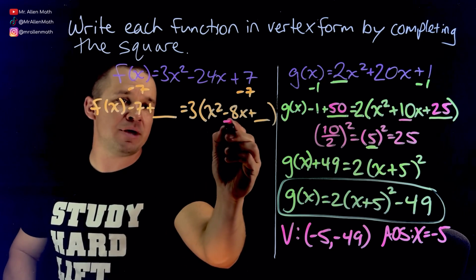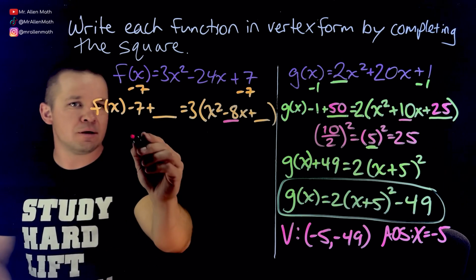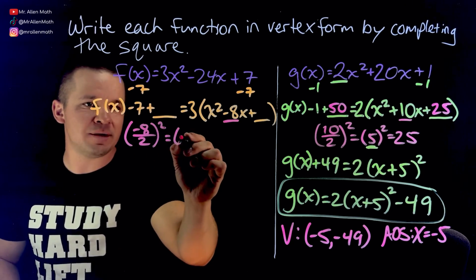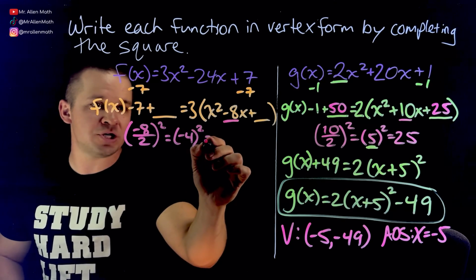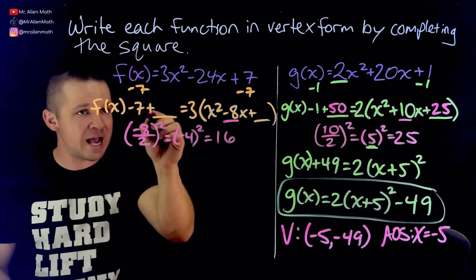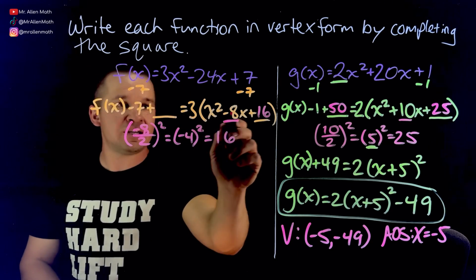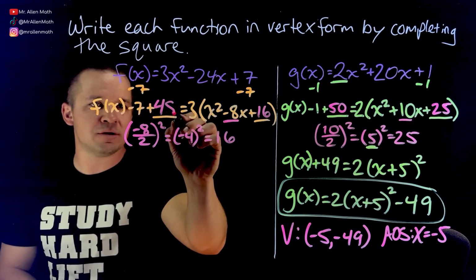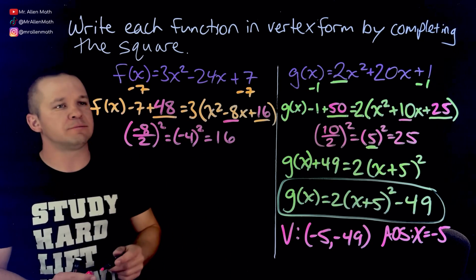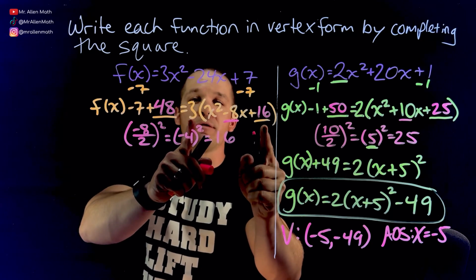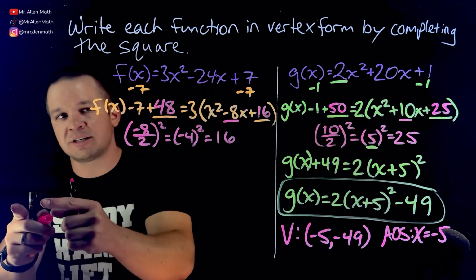I'm going to take this b value that's inside here, -8 this time, divided by 2, square it. That's going to be -4 squared, which equals 16. So I'm going to add 16 here. But what am I really adding over here? Well, it's 3 times 16, which I believe is 48. I hope so anyways. Yes, I think so. So that's balancing it, right? I added 3 times 16 over here, 48. So I have to add it to the other side to balance it.